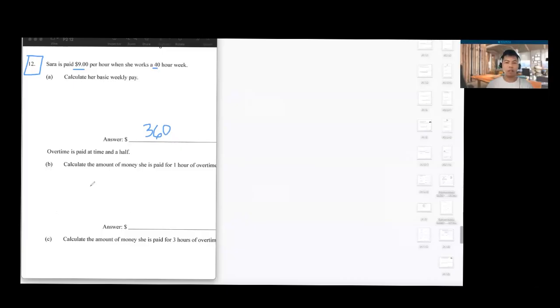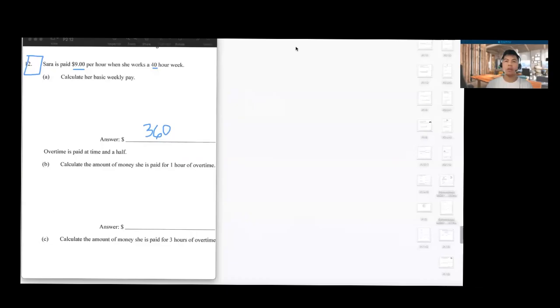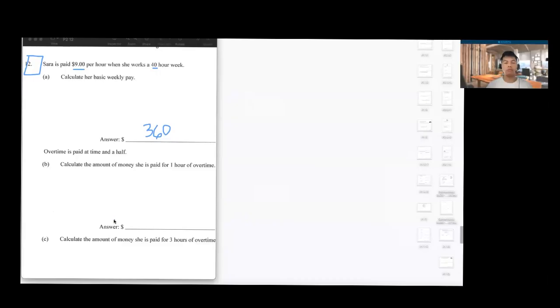Okay, letter B. Wanda, can you read letter B starting from this one? Overtime is paid at time and a half. Calculate the amount of money she is paid for 1 hour overtime. Okay, do you understand the question? Money she gets paid for overtime. That means if she works for 41 hours, she would have 360. Yeah.